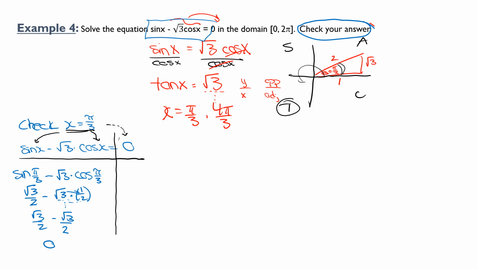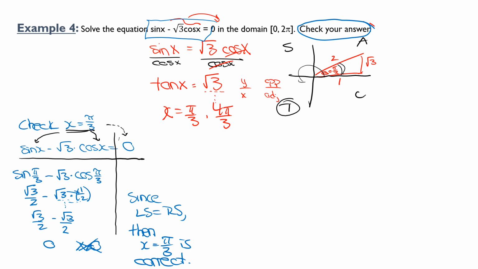It does not mean the answer is 0. It does not mean x equals 0. That's not the right answer. Since the left side equals the right side, since they balance, then what we have proven is that x equals pi over 3 is correct. So we've proven that one. But we have to check both answers.